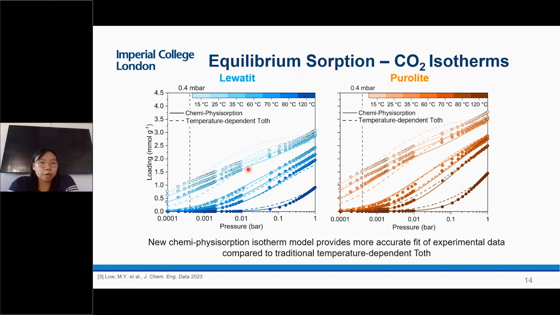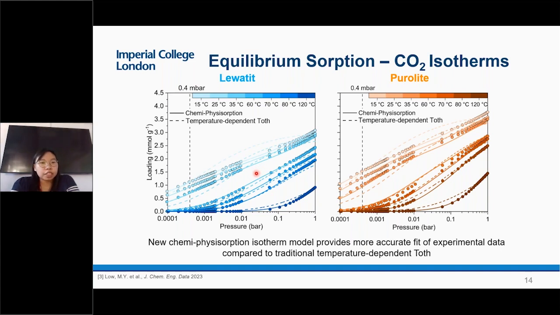The reason why it was okay for other studies in literature and not ours, we're still not fully sure. It could be because we've measured quite a wide range of temperatures compared to other studies, and also measured a lot more points in the low pressure range. But the point is that we just need an equation that accurately represents our data so that it can be inputted into models. So we proposed a new isotherm model, which we called the Chemi-Physisorption model, shown here in the solid lines. And you can see that the fitting is a lot better.